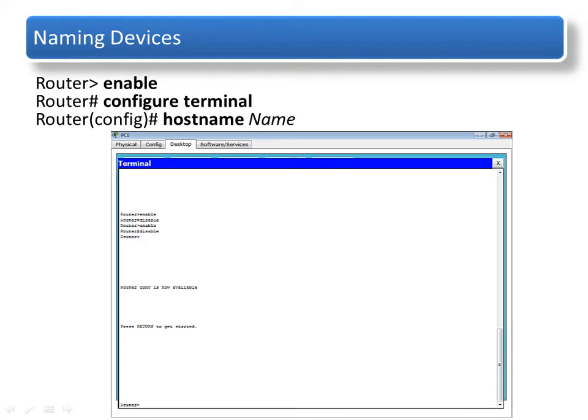When you are naming devices, names should follow these conventions. First, start with a letter. Don't contain any spaces. Have characters of only letters, digits, and dashes. And the name should be less than 64 characters.